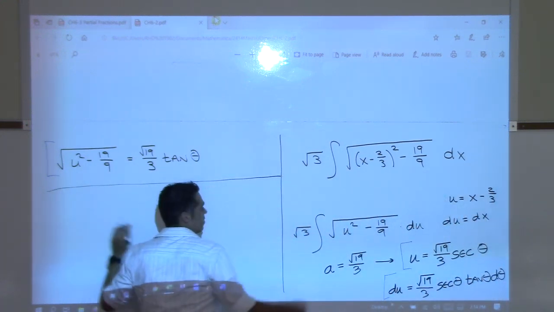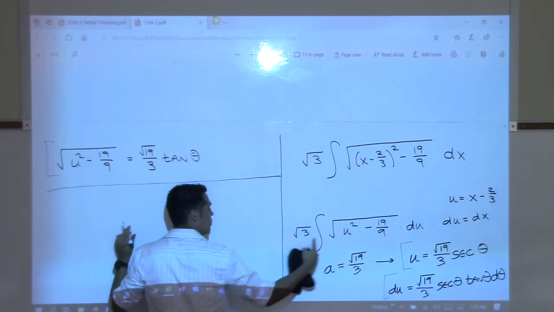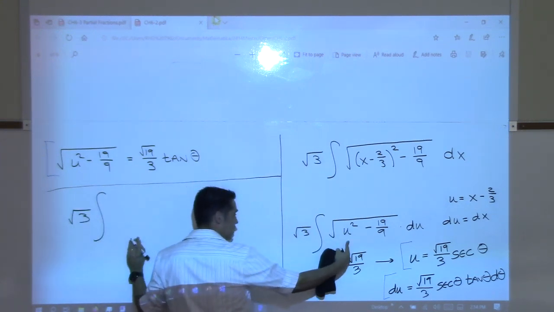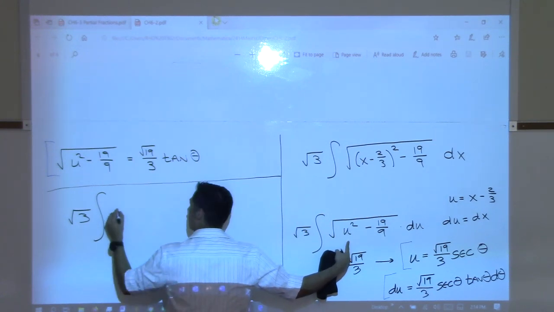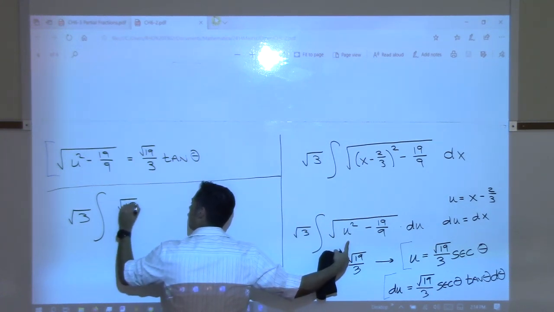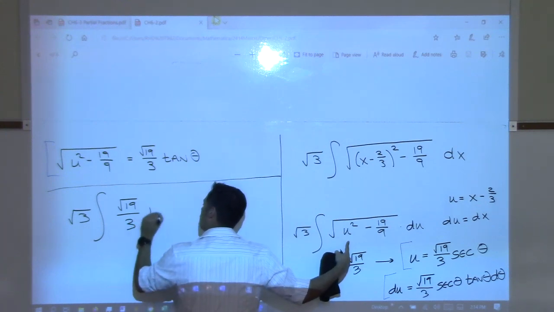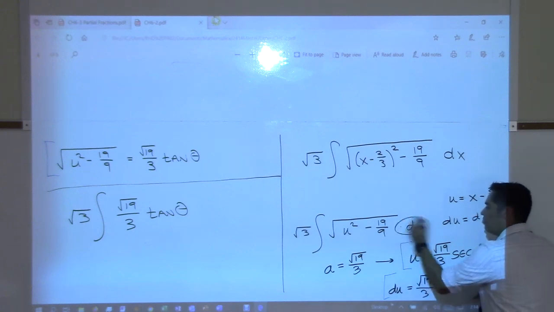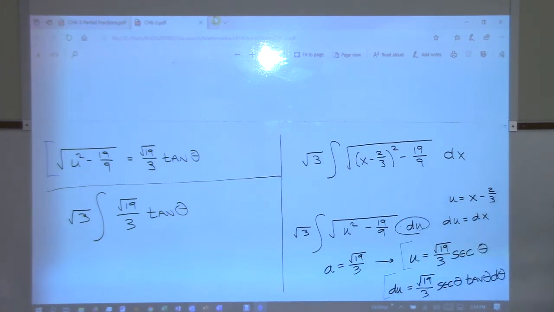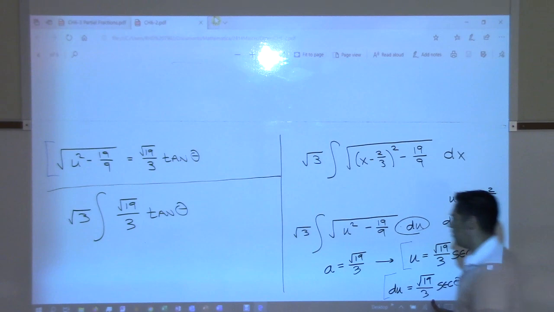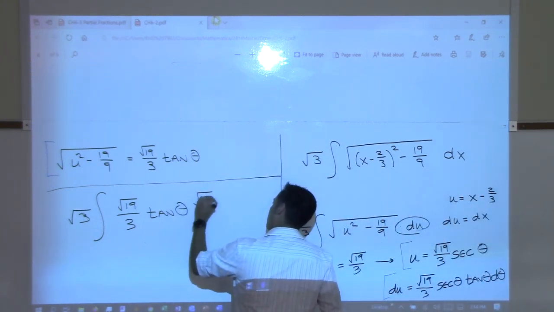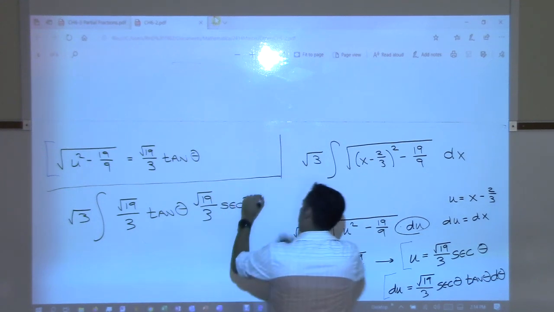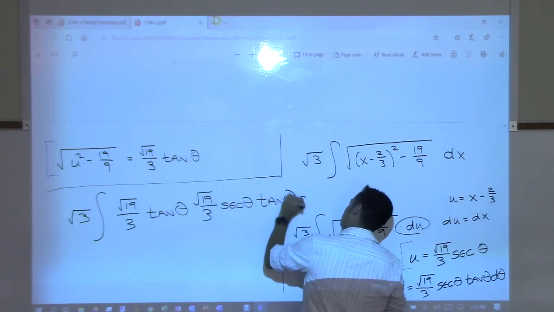Okay, here it comes. Here's the integral we're rewriting, right? So root 3. And all we have here is what? This ugly root thing, which is root 19 over 3 tangent theta. And that's it? Times du. And what's du? Root 19 over 3 secant theta tangent theta d theta.